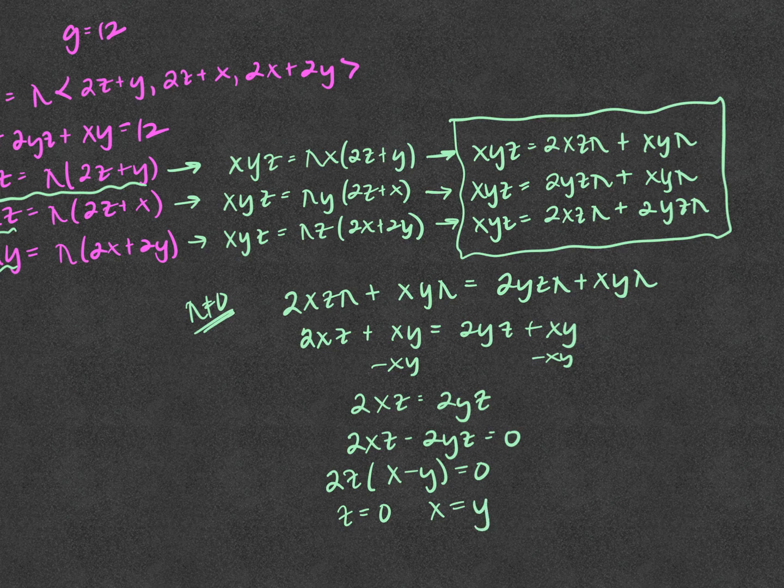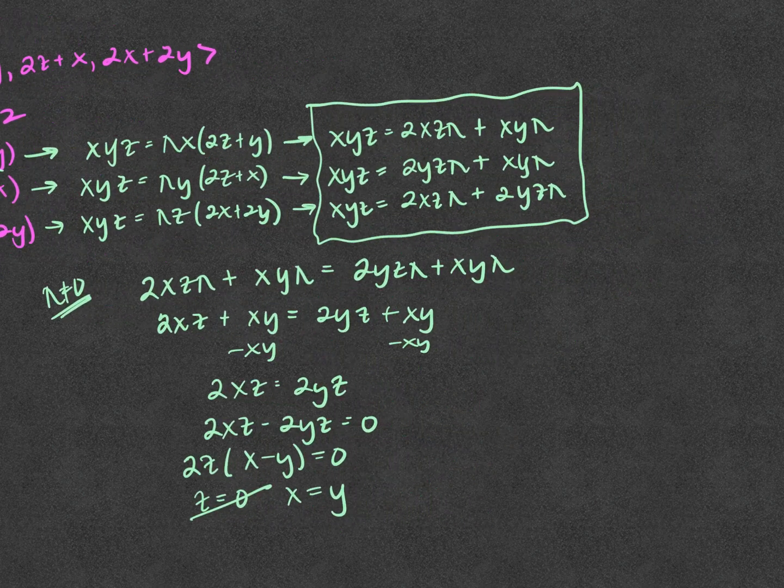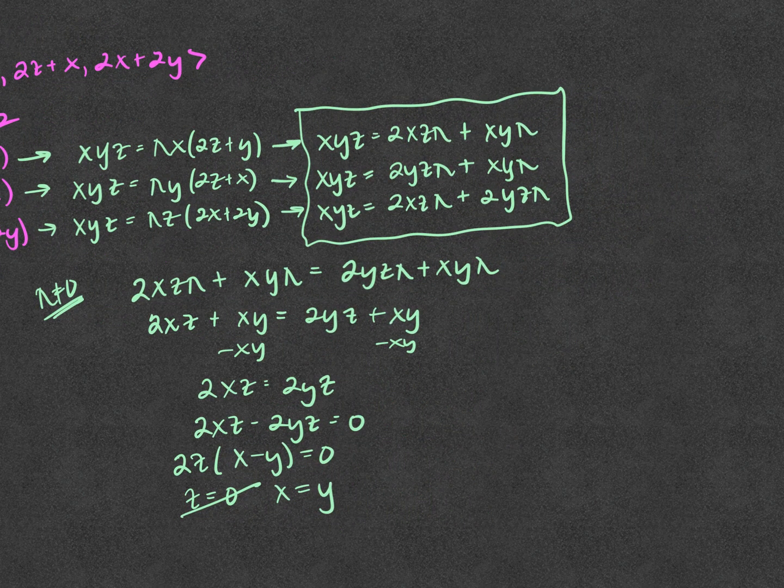Now, if z equals 0, we have a volume of 0, so let's throw that out. And so we're going to keep the x equals y. And let's take that and plug it in. Well, before we do, we didn't actually eliminate a variable. So we use these top two equations down here. So let's work with the next two equations.